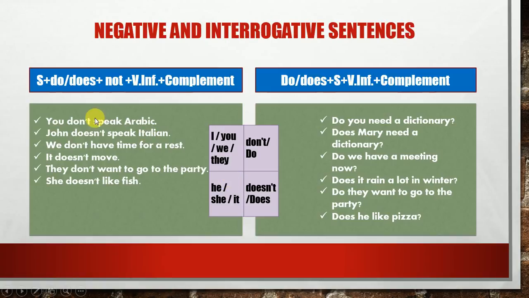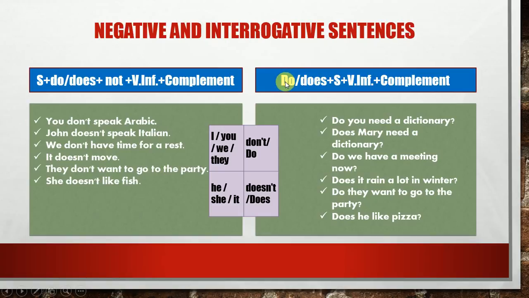So here we have some examples. You don't speak Arabic. John doesn't speak Italian. We don't have time for a rest. It doesn't move. They don't want to go to the party. She doesn't like fish.